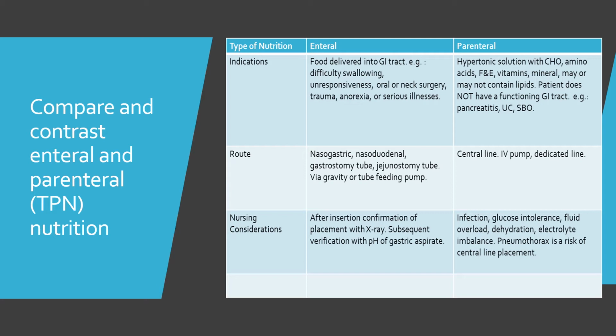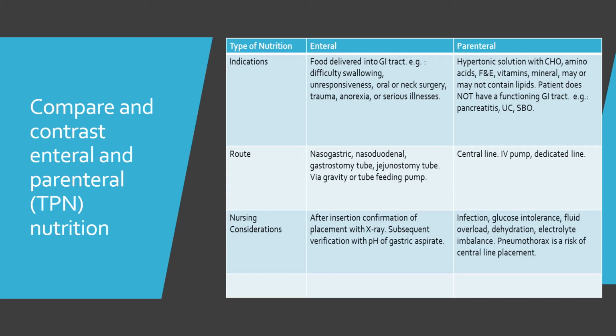We can also use a nasoduodenal tube, which will go a little bit further, into the duodenum. A gastrostomy tube is a tube that's inserted surgically into the stomach. It can also be inserted into the jejunum, and we would give that feeding through gravity, which is just attaching a tube to that NG tube or G tube and letting an enteral feeding, like an Ensure kind of feeding, into the tube, or we can give it continuously through a tube feeding pump.